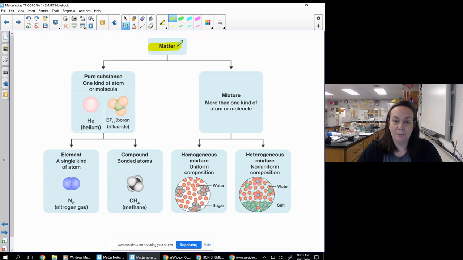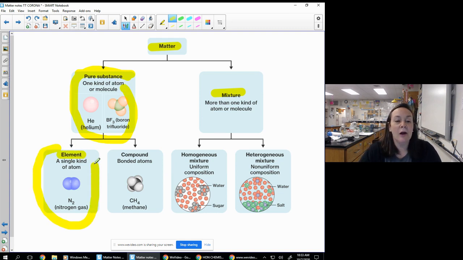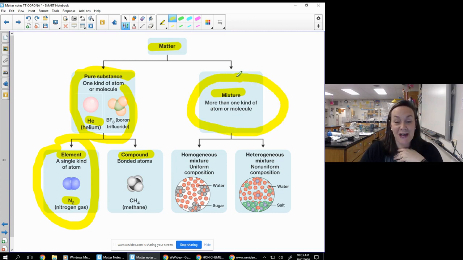So all the matter is broken down into 2 types, pure substances and mixtures. Pure substances is just one type of thing. It's either an element, which is the basic building blocks of matter, and you can find them on the periodic table. You will see things like helium or nitrogen or carbon or oxygen or aluminum or iron, those types of things. Compounds are when you have more than one bonded together. Then if you have more than one type of matter together, that's a mixture, as long as they're not chemically joined.